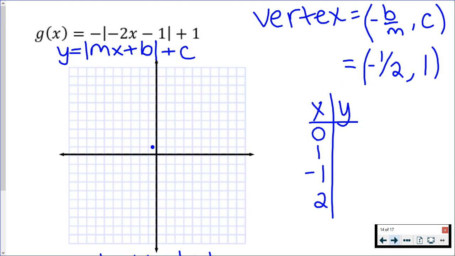I'm going to plot other points by making an XY chart. So if the vertex has an x value of negative 1/2, I'm going to plug in x values that are close to negative 1/2. So I've chosen some numbers. Sorry, this should be a negative 2. That was a mistake I found on my second try on this video. Now I'm on my third time's a charm. Hopefully this one's good. So we're plugging in 0 and 1 because those are to the right of my vertex. And we're going to plug in negative 1 and negative 2 because those are to the left of my vertex.